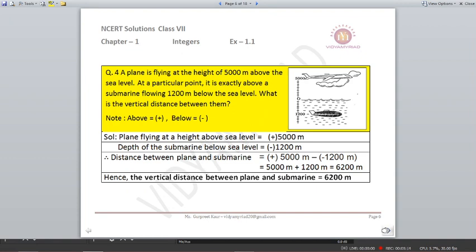Next, a plane is flying at a height of 5,000 above the sea level. Above means plus, and the submarine, they are telling, is 1200 below the sea level. So that will be represented by minus. So we need to find out the vertical distance between the aeroplane and the submarine. Above is represented by plus and below is represented by minus. If you look into the picture itself, you can easily find out the gap between them, the distance: 5000 plus 1200, and I can write it as 6200 meters.